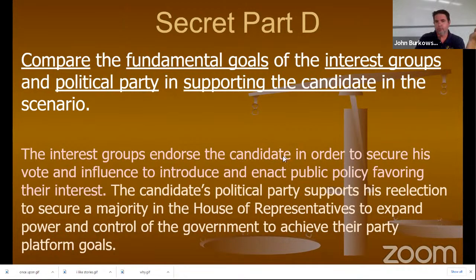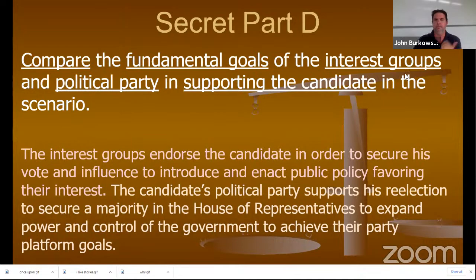Interest groups endorse the candidate in order to secure his vote and influence to introduce and enact public policy favoring their interest. And then whereas, if you wanted to use that, whereas the candidate's political party supports his reelection to secure a majority in the House of Representatives to expand power and control the government to achieve their party platform goals. There. They're both supporting him, but they have different goals. This is just to help you develop your comparison skills. You probably will most likely not have to do this. I just want to make sure that it reinforces comparison skill.